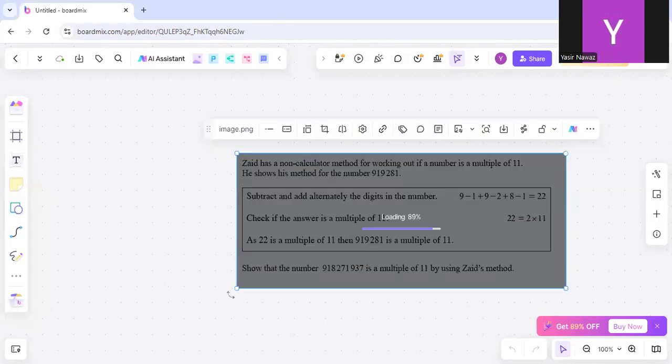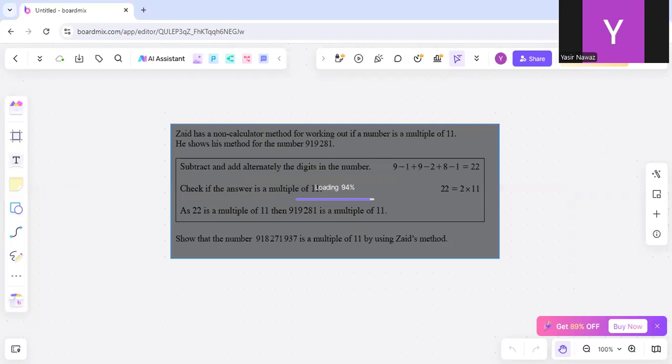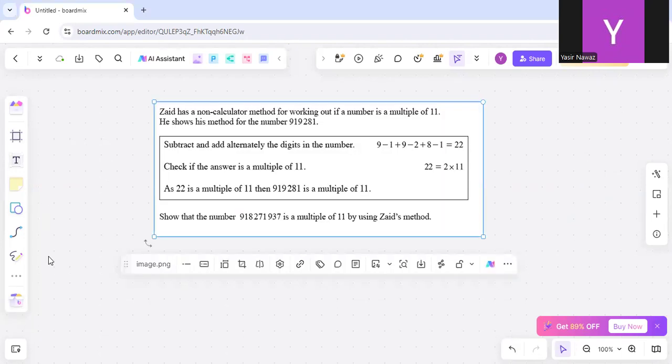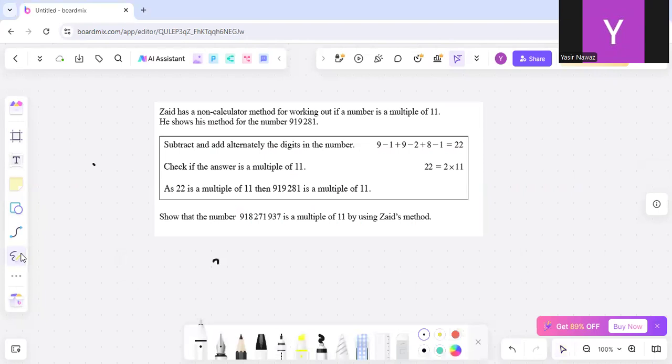So that was the question. Here I write 9 -1 +8, and then -2 +7, and then -1 +9 -3 and +7.